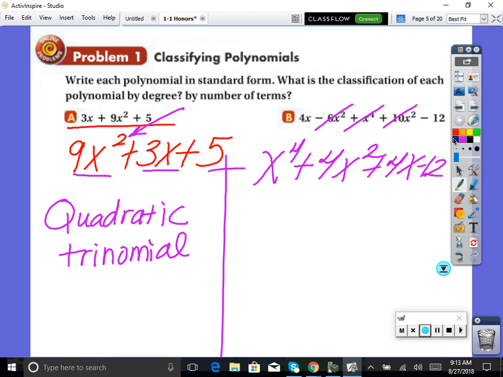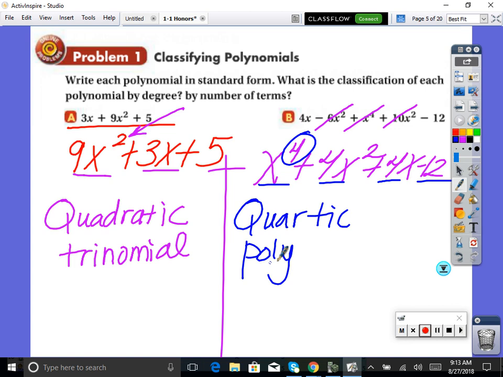So now we'll name it. Highest degree is 4. 4 quarts in a gallon. Quartic. And then there's 1, 2, 3, 4 terms. This doesn't have a special name, so we'd say polynomial of 4 terms.